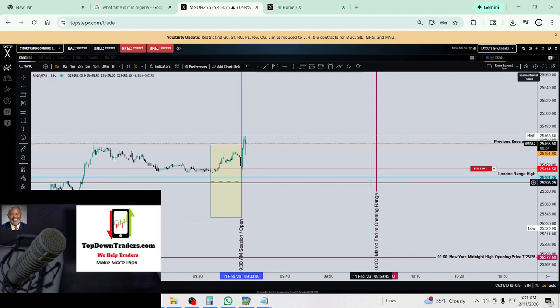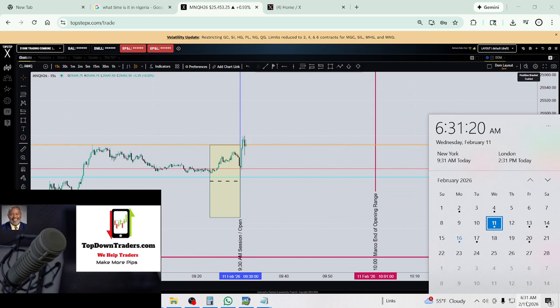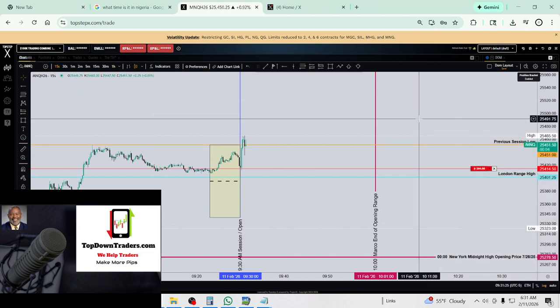It's 6:30 a.m. Pacific Standard Time. Today is February 11th. As you can see at the bottom right, it's 9:31 in New York, and the market is live and active.